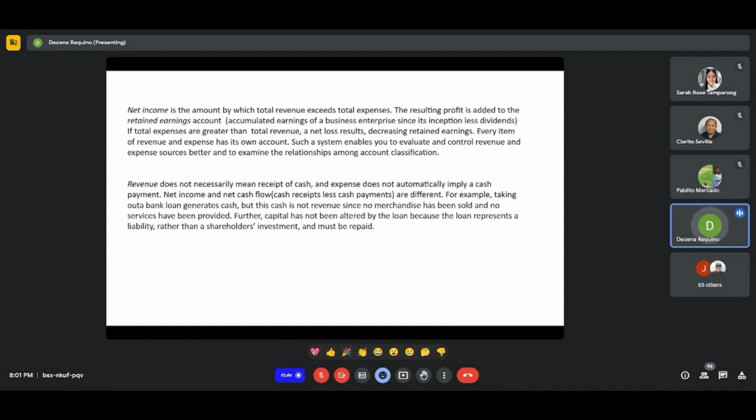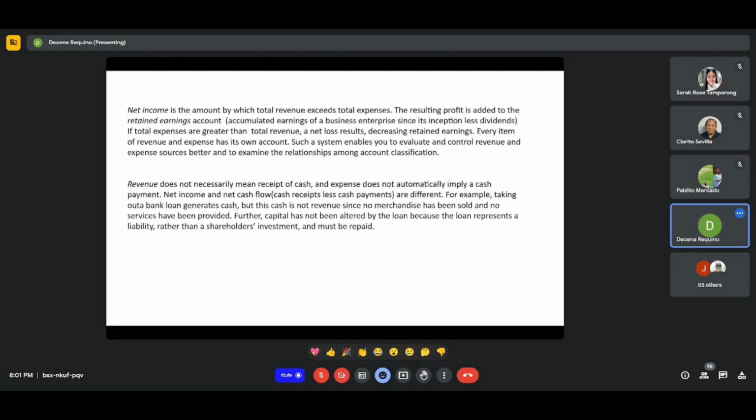The resulting profit is added to the retained earnings account, yung accumulated earnings of a business enterprise since its inception, less yung dividends kung meron. If total expenses are greater than the total revenue, net loss yung results, decreasing the retained earnings.